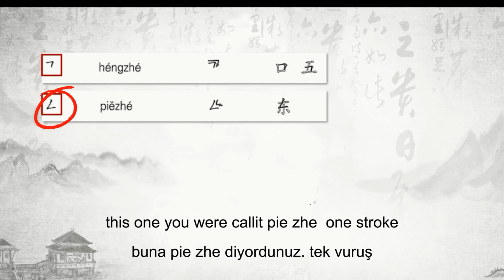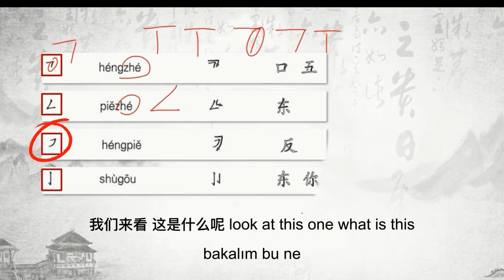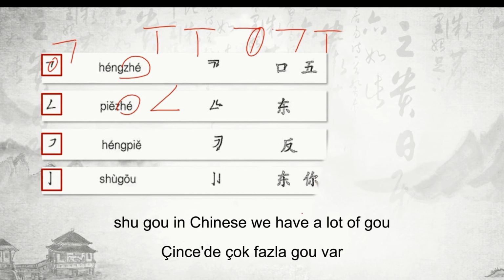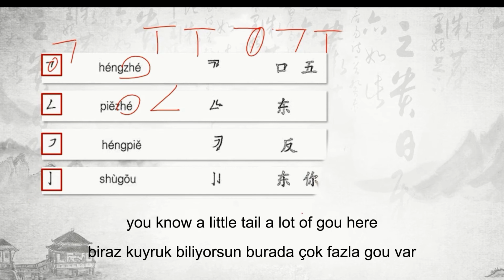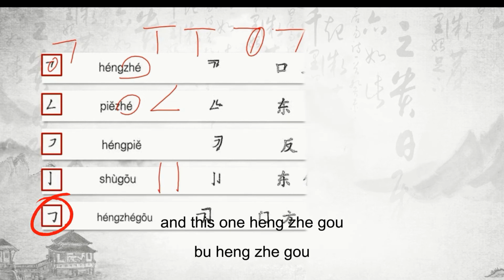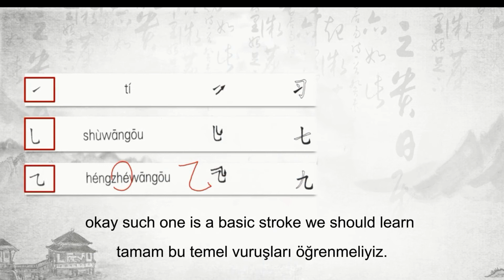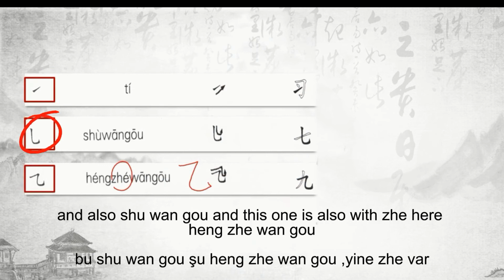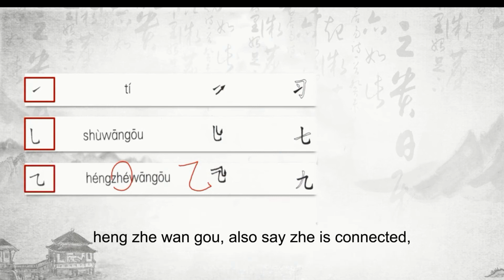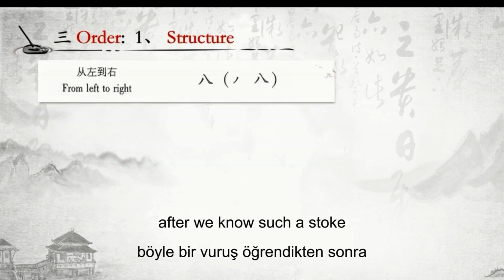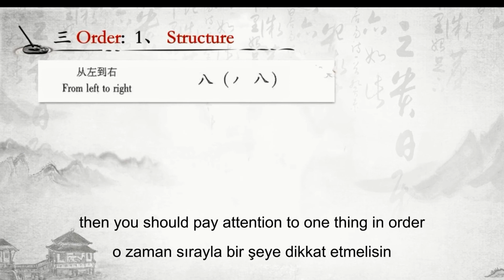One stroke, 撇折 OK. 好，我们来看这是什么呢？横撇。这个呢，竖钩。In Chinese we have a lot of 钩, you know, a little tailed, a lot of 钩 here. And this one, 横折钩。Okay, this one, 提。This one is 提。Okay, such one is a basic stroke we should learn. And also 竖弯钩。And this one is also with 折 here. 横折弯钩。Also say 折 is connected. After we know such a stroke, then you should pay attention to one thing, is order.